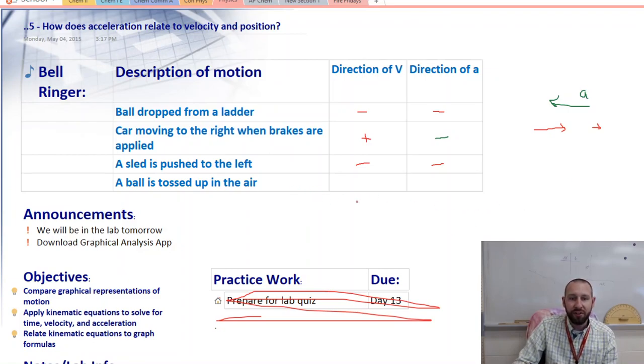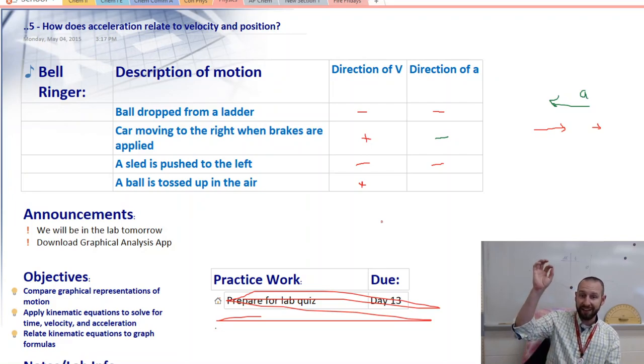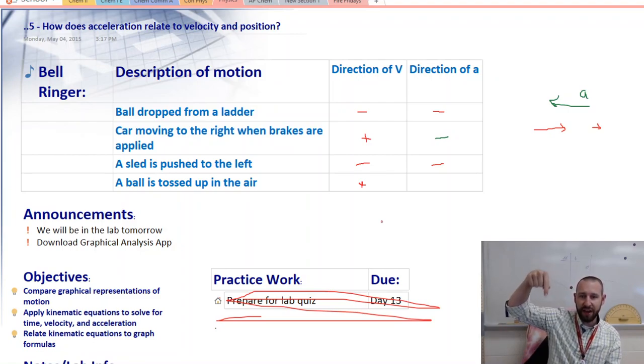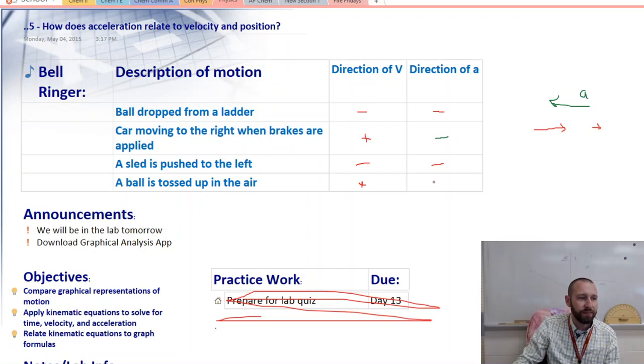Next one, the ball is tossed up in the air, so when it leaves your hand, it's moving in an upward direction. So that's going to be a positive value there. But the acceleration, the ball is going to go up slower and slower and slower until it just hesitates right at the top, and then it's going to fall back down faster and faster and faster. So it's changing in the downward direction, in the negative direction.